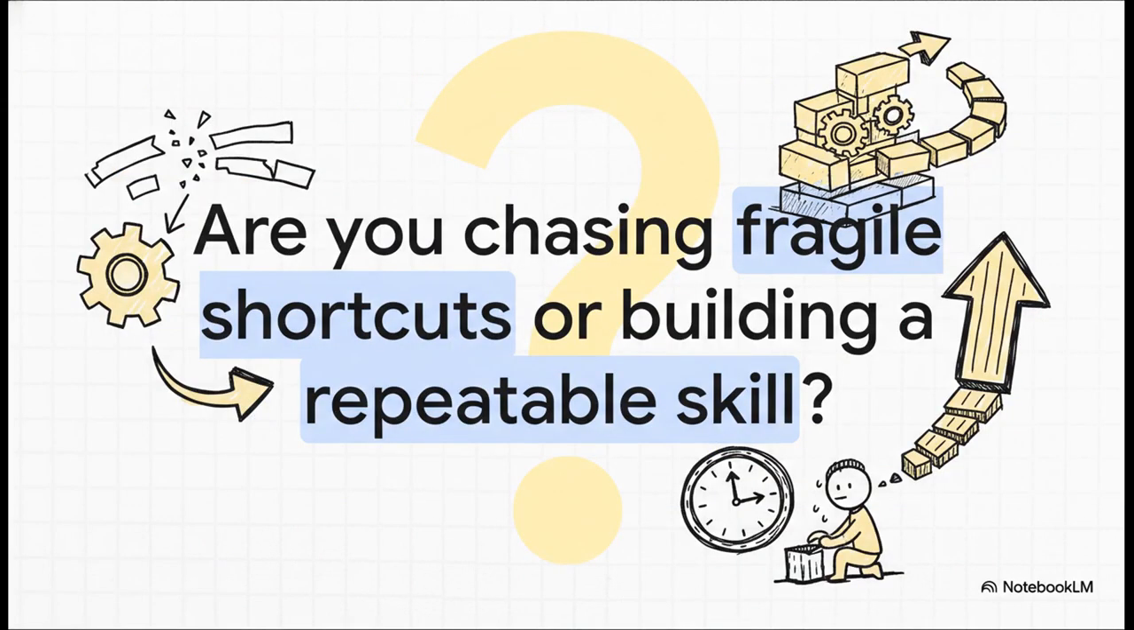And that really brings us to the final, most important question you have to ask yourself. Are you just chasing fragile, clever-looking shortcuts you find online? Or are you building a repeatable skill? Because those shortcuts, they fail when the pressure's on. The real goal isn't to find a magic one-liner. It's to build a process you can rely on, a skill you can trust, no matter what.